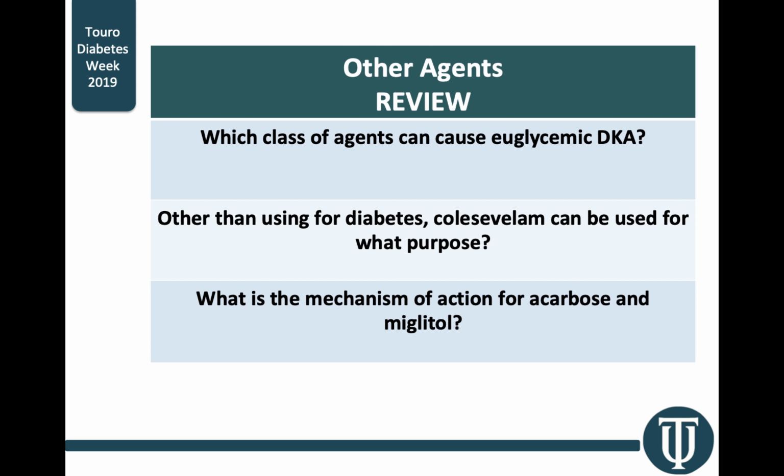So let's review some agents that we talked about. There are 3 questions here. What class of agents can cause euglycemic DKA? Question 2. Other than using for diabetes, colesevelam can be used for what purpose? Question 3. What is the mechanism of action for acarbose and miglitol? So I'll give you 30 seconds to think about this and write down the answers.